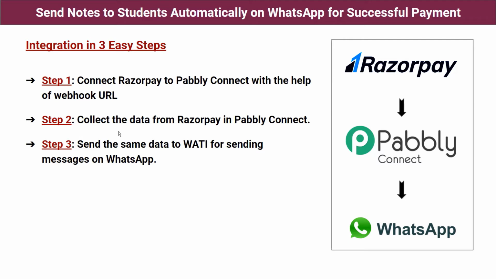And step 2, collect the data from Razorpay in Pabbly Connect. So in the second step, we will collect the data from Razorpay and bring it here on Pabbly Connect. Alright, step 3, send the same data to 𝗏𝗏 for sending messages on WhatsApp. So in the third and the last step, we'll send the data that we have collected in Pabbly Connect to 𝗏𝗏, that is an API software. I'll tell you all about it later. So for now, we'll send the data from Pabbly Connect to 𝗏𝗏 for sending the message on WhatsApp. Alright. So guys, first of all, let's switch back to our first tab and open Pabbly Connect.